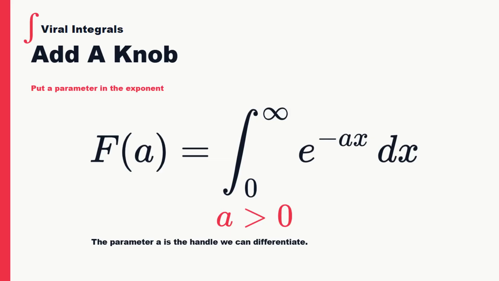So anyway, the usual Feynman technique move is to create a function with a parameter in it. We will call it f of a, and we will let f of a be the integral from 0 to infinity of e to the negative ax dx. The reason for putting the a in the exponent is that when we differentiate with respect to a, powers of x will start appearing.